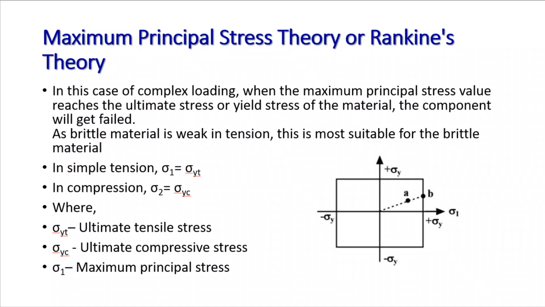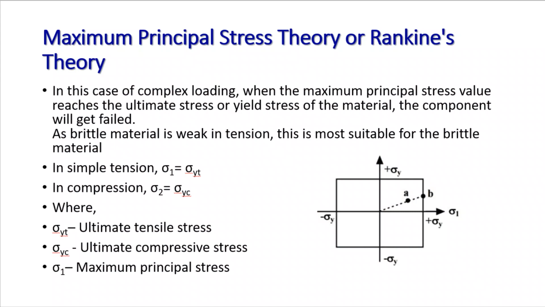How we are comparing is, in simple tension, sigma 1 equals sigma yt, where sigma yt is the ultimate tensile stress when you are subjecting the specimen to uniaxial tension test. If it is in compression, it is the ultimate compressive stress, and you are taking sigma 2 as principal stress.